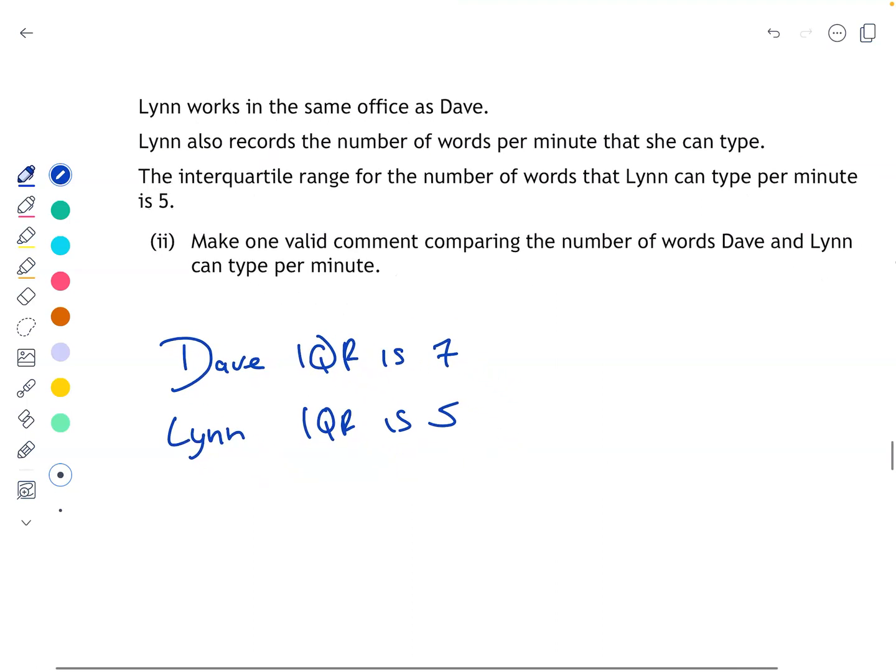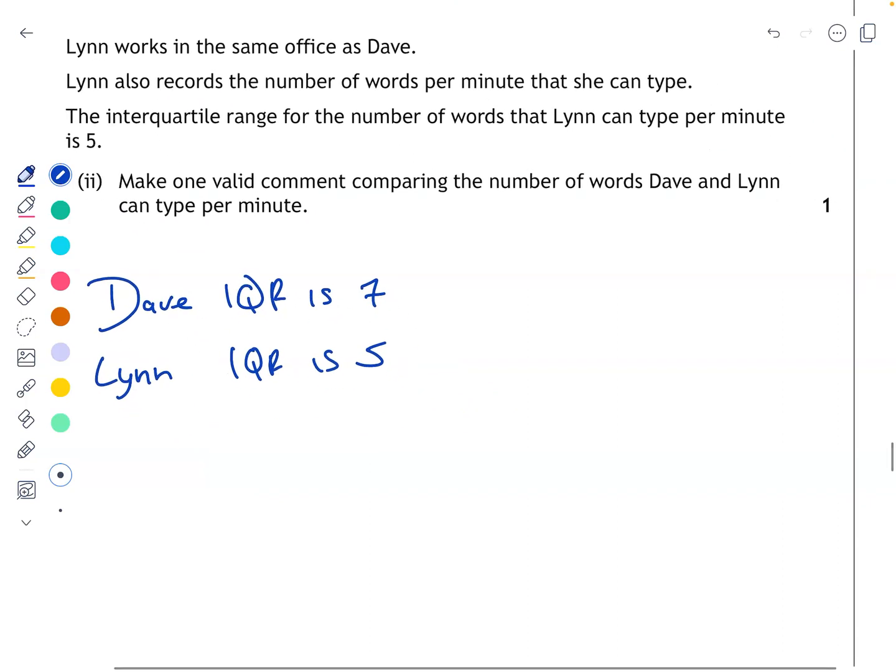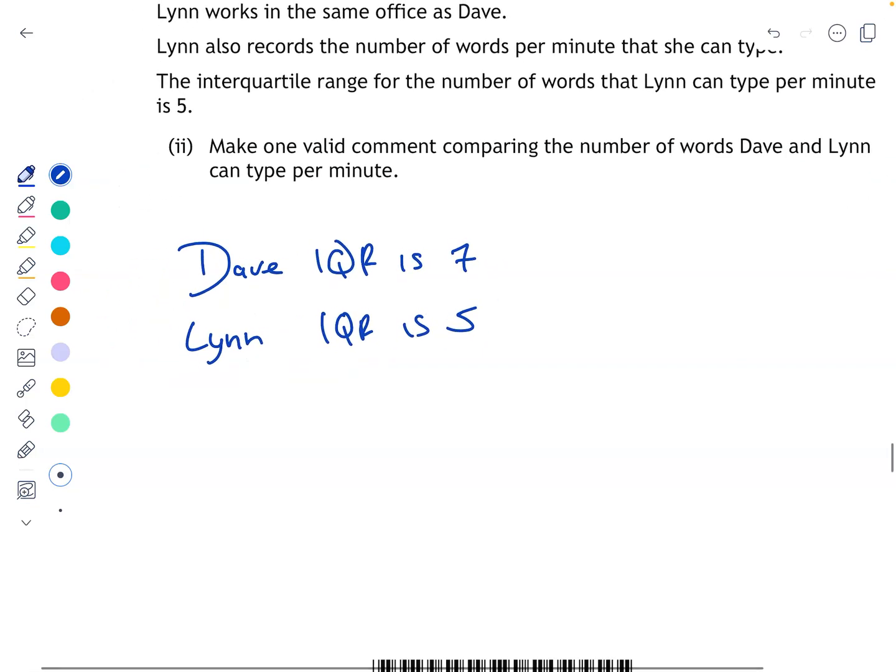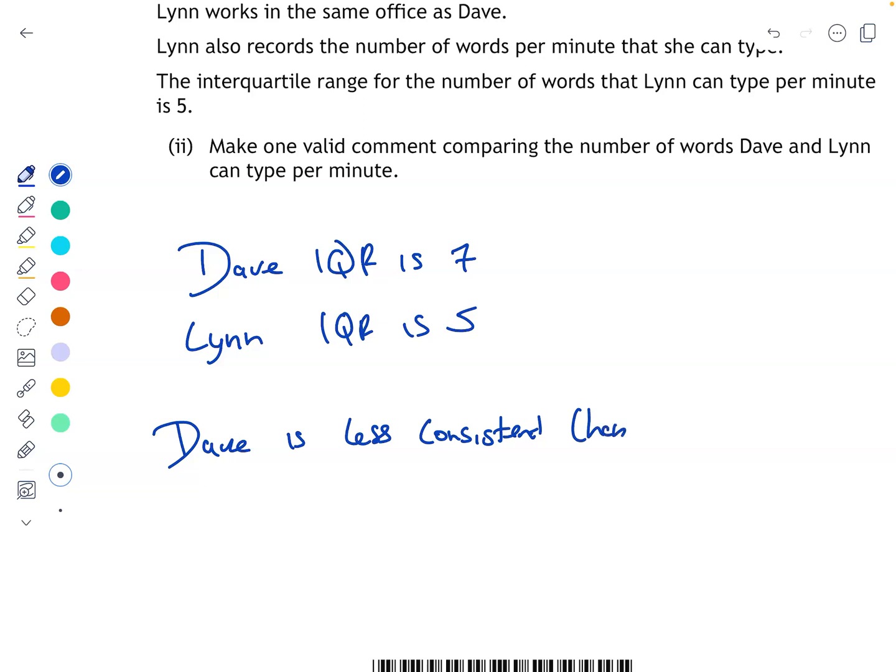It's not enough to say that Dave has a high IQR or Lynn has a lower IQR. The IQR is similar to standard deviation. It's a measure of effectively consistency or spread. So what you could say is, like standard deviation, the lower the IQR, the more consistent or the less spread out the data points are, or the greater the IQR, the less consistent. So you could say that Dave is less consistent than Lynn. Or Lynn is more consistent than Dave.